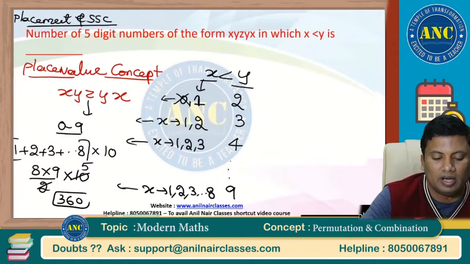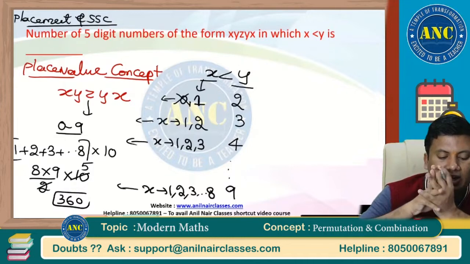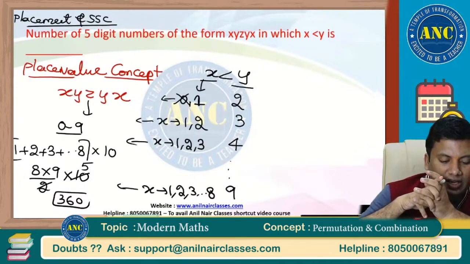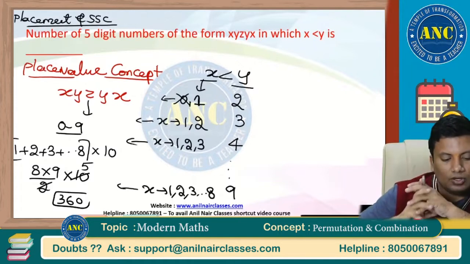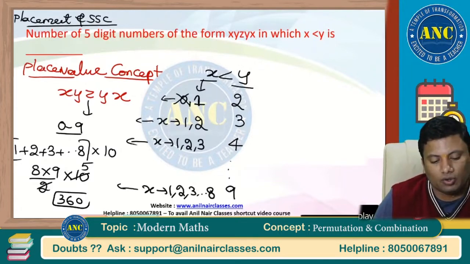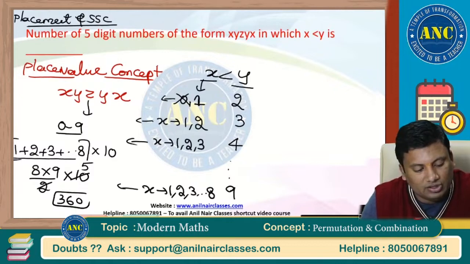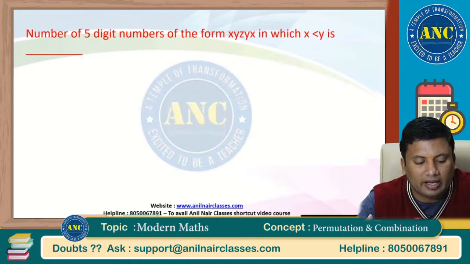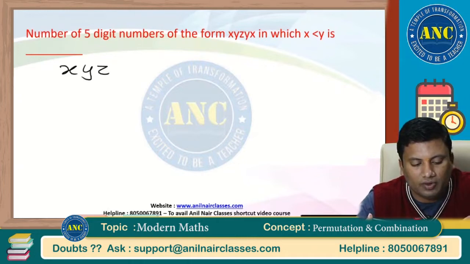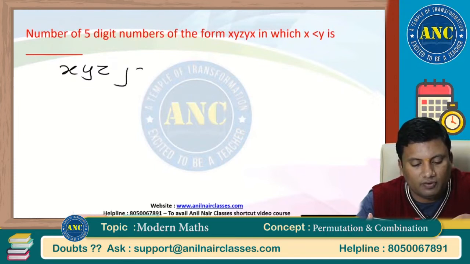I hope the idea is clear. XYZYX. Why did we get 1 plus 2 plus 3 up to 8? If Y value is 2, or I will write it down here neatly, sir. Please see here. X, Y, Z, Y, X.